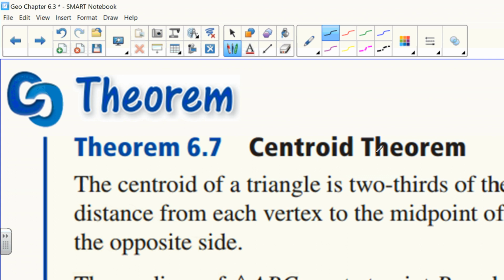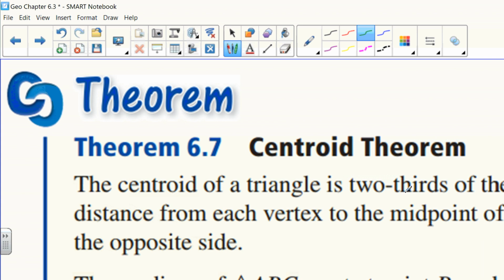So when we create three lines connecting the midpoint of one side to the angle opposite it, and where all three of these lines intersect is called the centroid. Now the centroid has an interesting property to it. Let's see the expo marker.